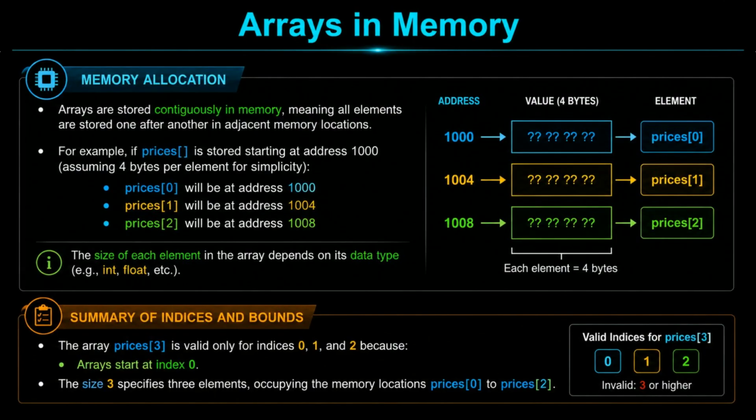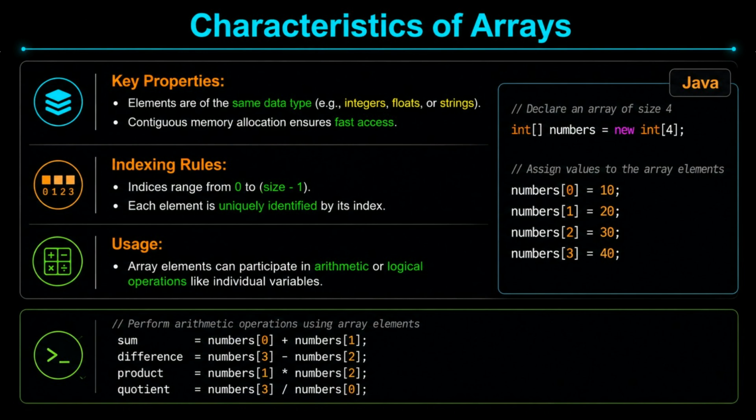And since indexing always starts at 0, an array declared with size 3 is only valid for indices 0, 1, and 2, never 3. Every element in an array shares the same data type, and that contiguous memory layout is exactly what makes access so fast. Indices always range from 0 to size minus 1, with each element uniquely identified by its own index. And array elements can be used directly in arithmetic or logical operations, just like any other variable.